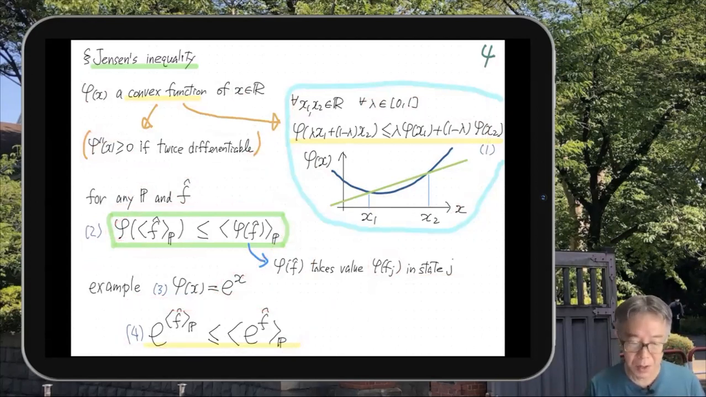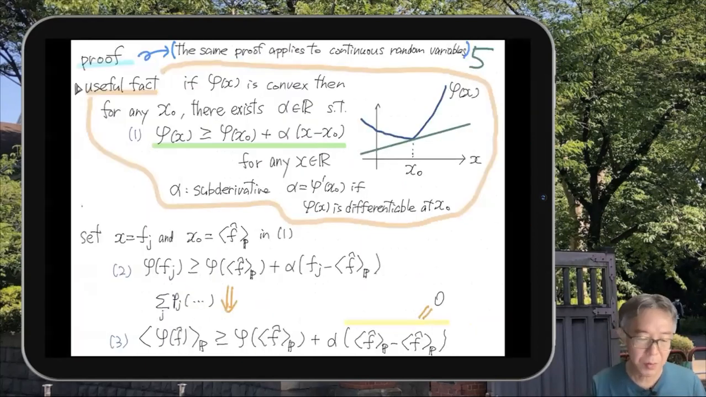So actually, in the previous application, in the Jarzynski equality, f was a state quantity which takes continuous values. And actually, we're going to discuss a proof which is also valid in the continuous random variable case. Okay, so this proof makes use of a useful fact about convex functions. What is this fact?